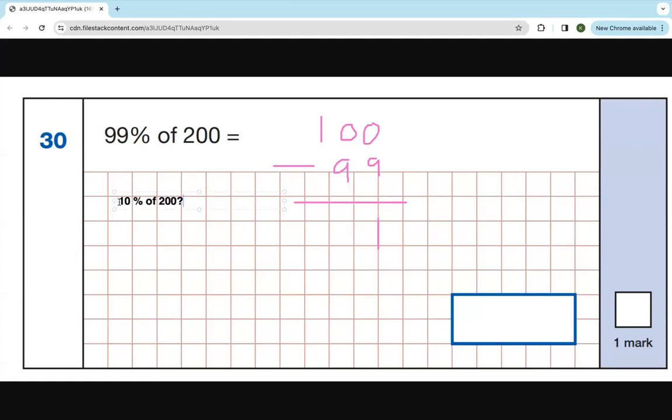So what is 10% of 200? What would that be? When we say 10% of something, as we've mentioned before, that means divide by 10. So finding 10% of something means divide by 10. What is 200 divided by 10?